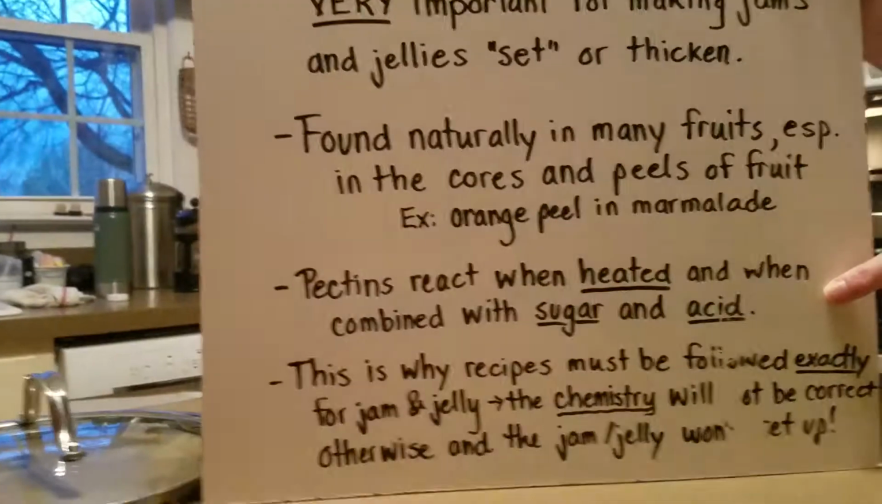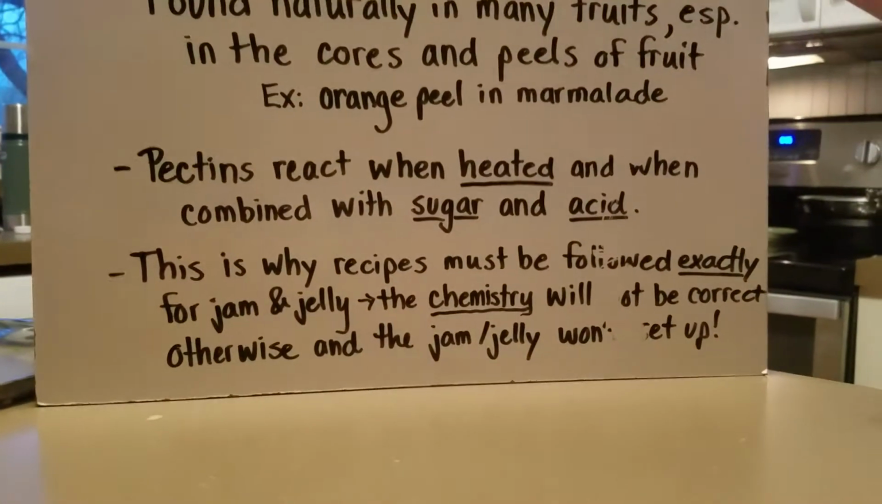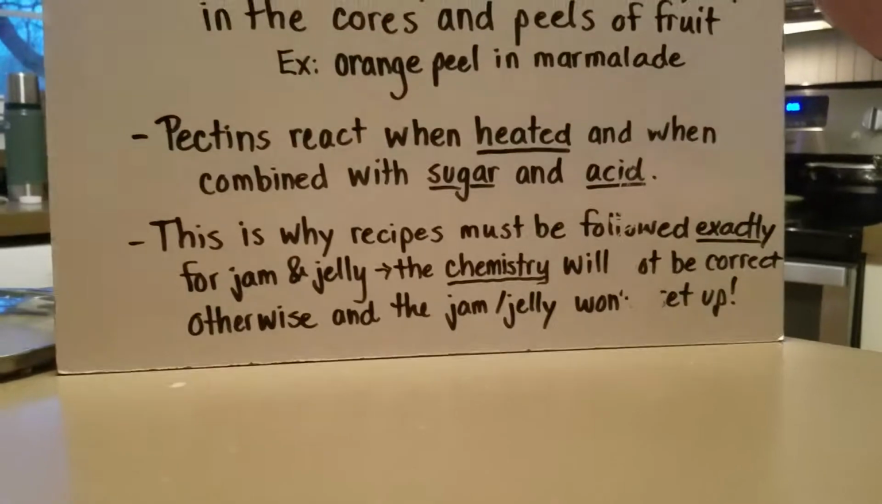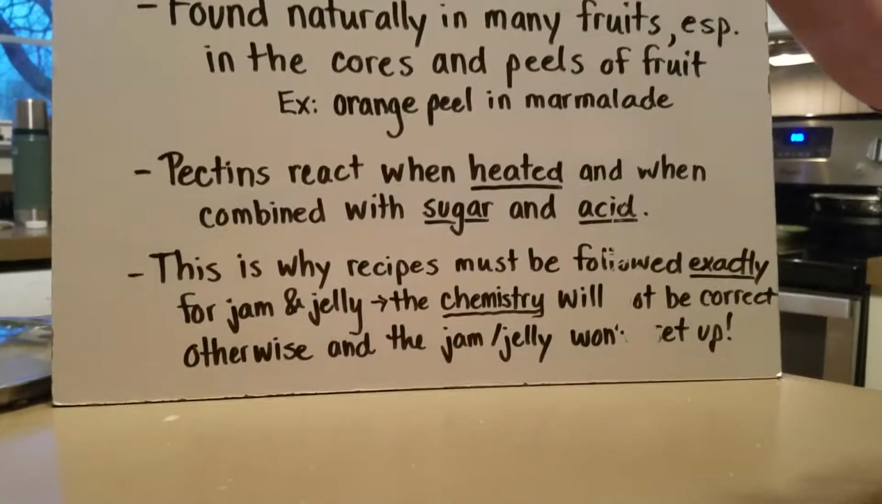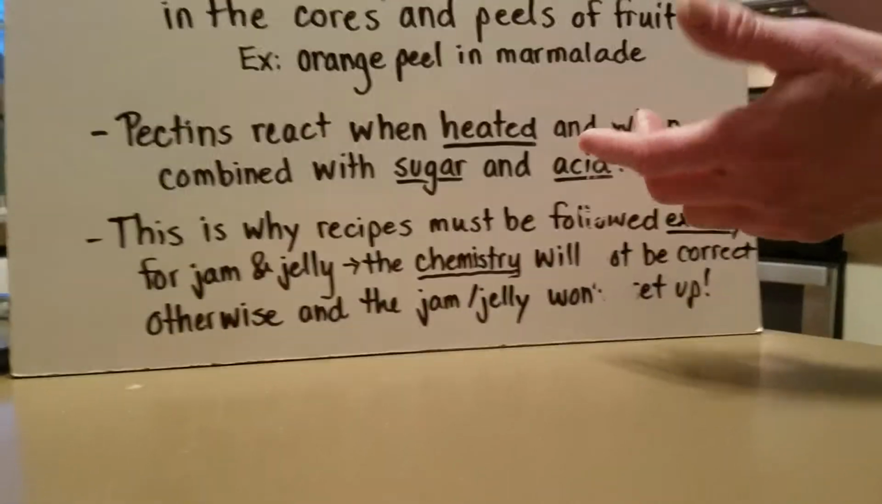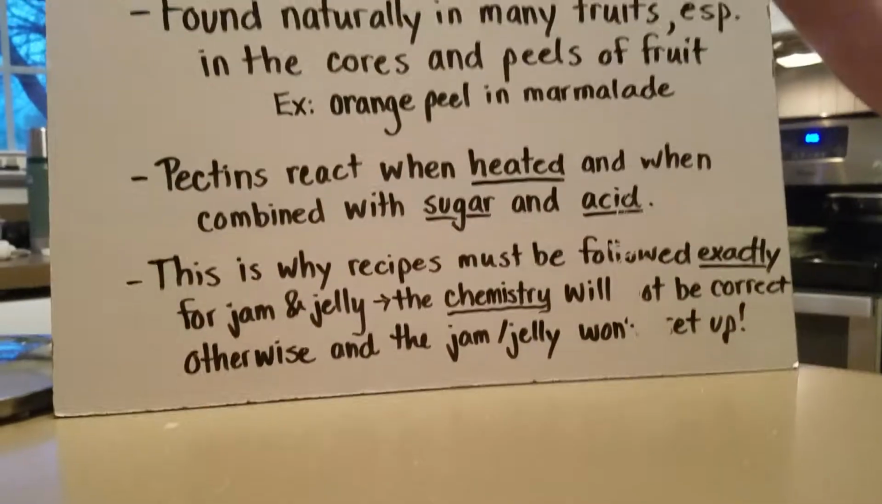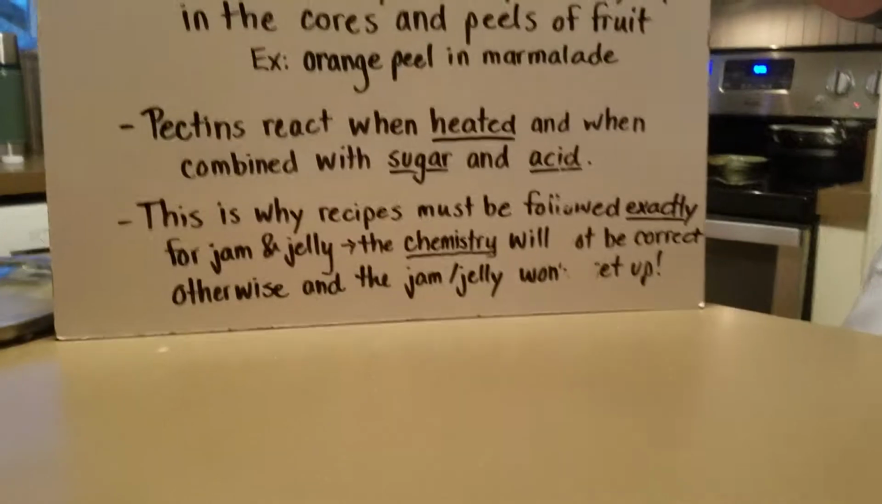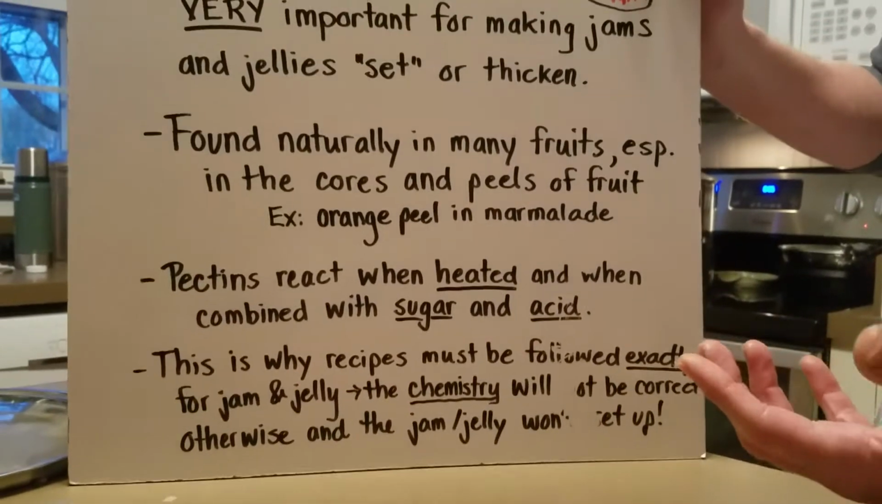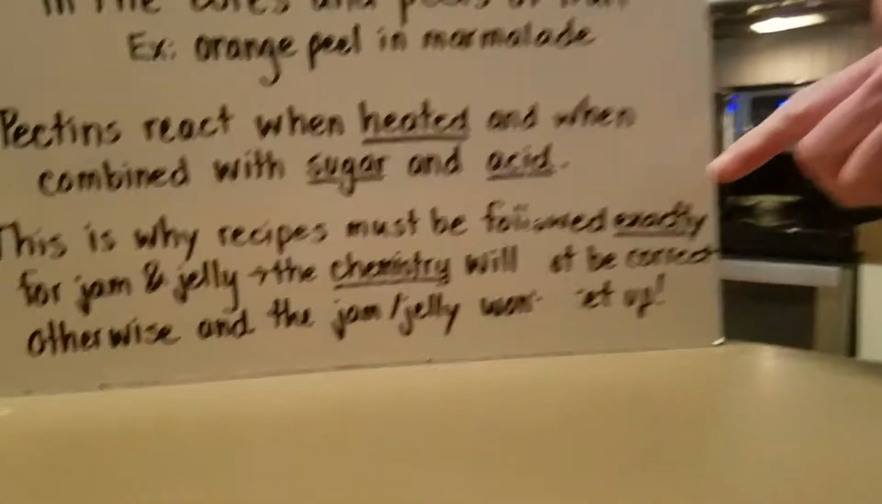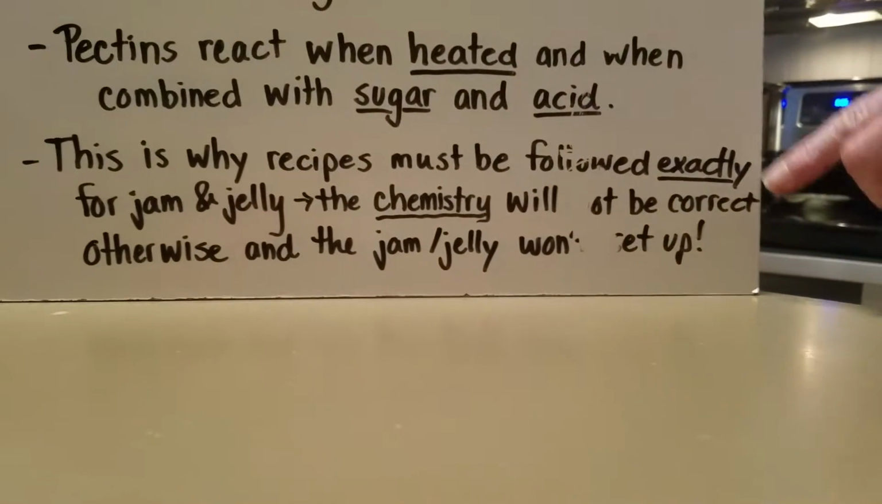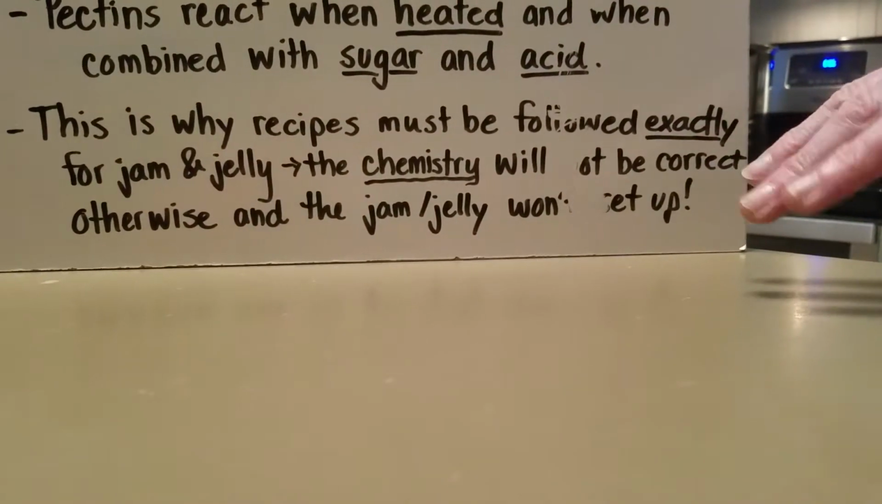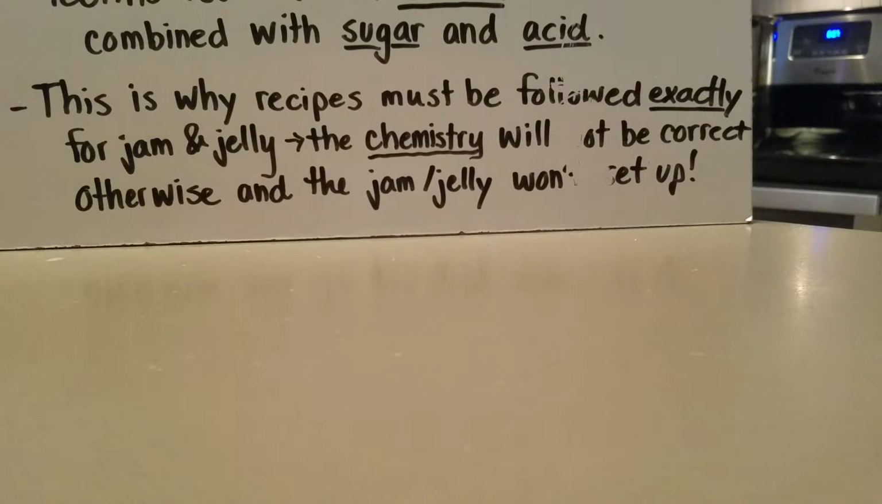Now pectins, as we said, react when heated, so you're not going to be able to get any kind of reaction if you just throw the pectin in cold. You have to heat the pectin up. That's going to expand the molecule so that it can absorb water. And you also have to have sugar and acid to get that reaction to make your jam and jelly set. And this is why recipes have to be followed exactly, or your chemistry is going to be off and your jam and jelly is going to be runny.